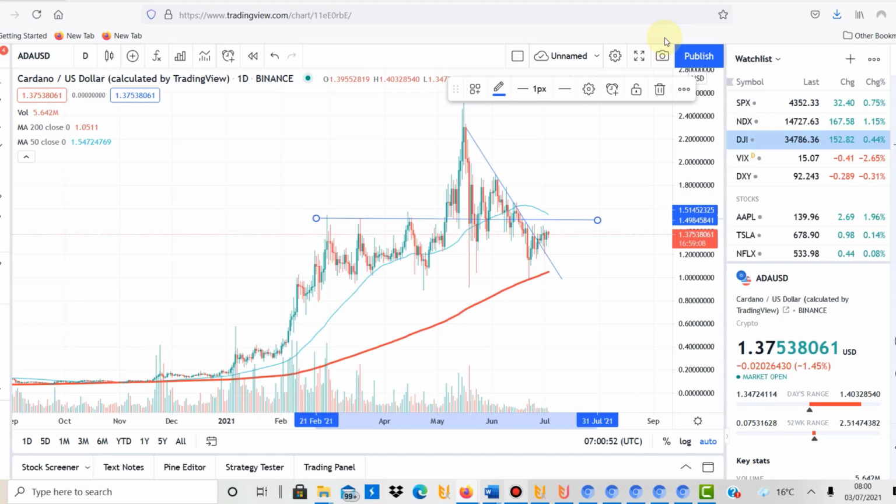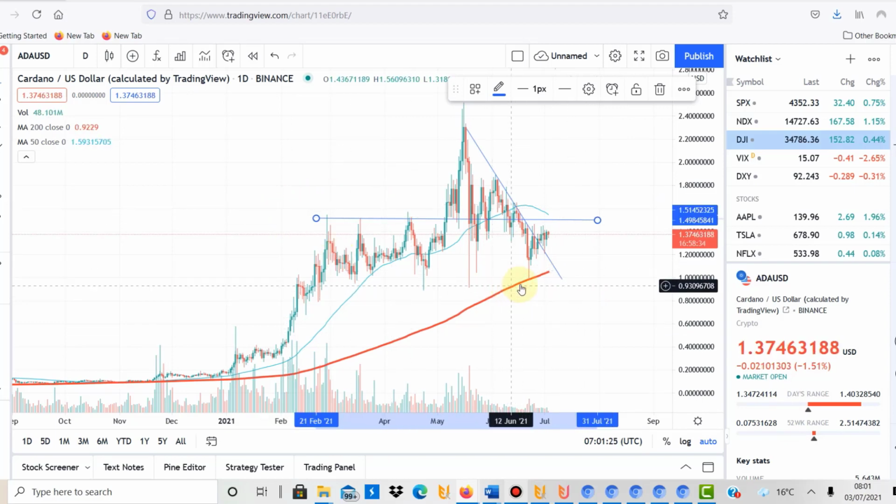Today I'd like to analyze the Cardano ADA chart using some indicators and oscillators to give you an idea where the chart is heading, especially now that Grayscale invested into Cardano, and now that Cardano has become the third biggest cryptocurrency by market cap. We can see today that it is trading at 1.375 and it is the 3rd of July at 8 o'clock in the morning in the UK.